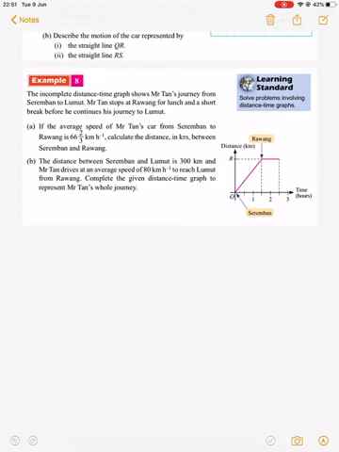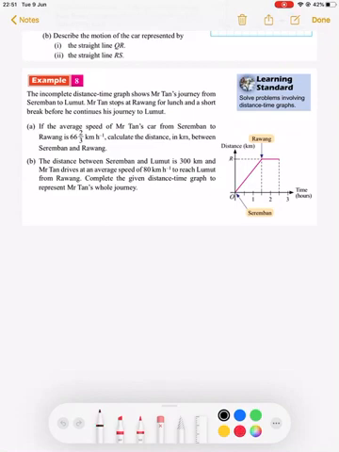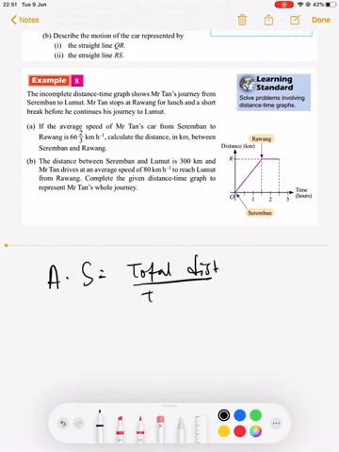Question 8. The average speed of Mr. Tan's car from Seremban to Rawang is 66 2/3 km per hour. Calculate the distance from Seremban to Rawang. So you have the average speed. Remember, average speed equals total distance divided by total time.